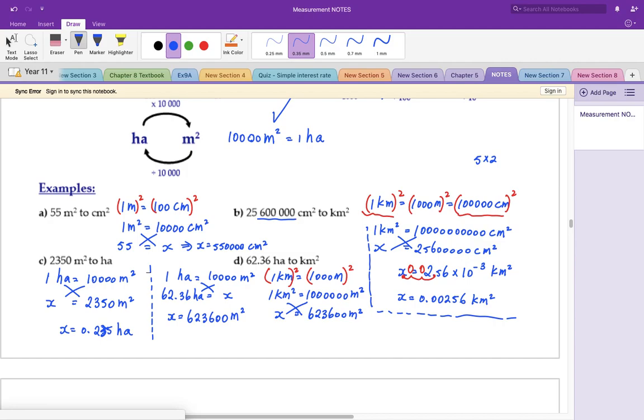X is equal to 0.6236 kilometers squared. That's your final answer.